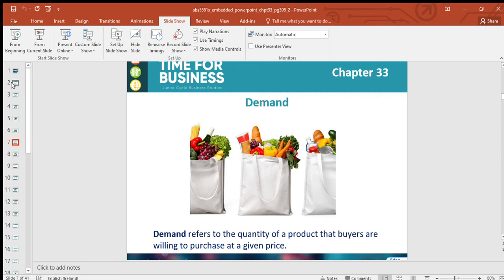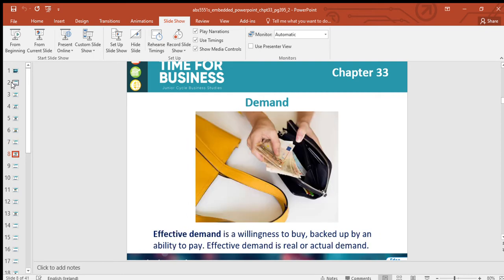So demand refers to the quantity of a product that buyers are willing to purchase at a given price. Effective demand is a willingness to buy backed up by an ability to pay. Effective demand is real or actual demand. I would love to buy a Lamborghini. A Lamborghini is a car. It might cost me anywhere between 100,000 to a couple of million. I would love to buy one, but I do not have the money to pay for such an expensive car.